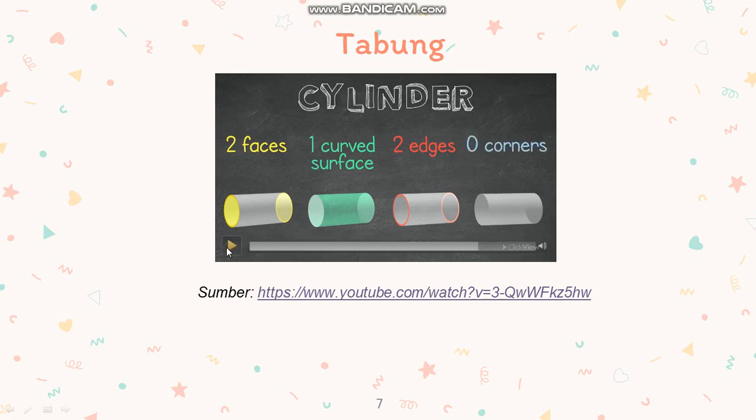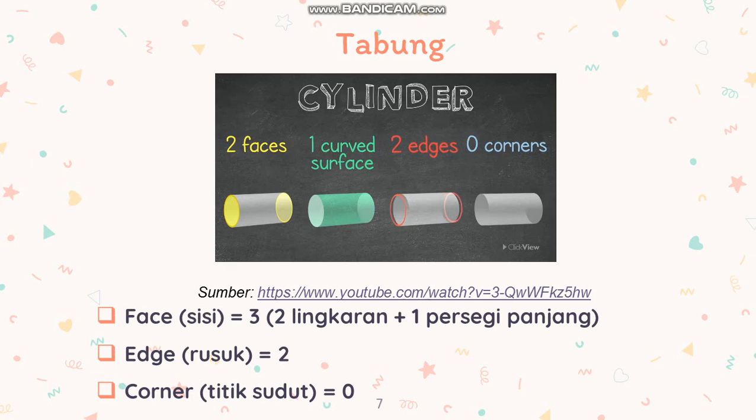Remember, a corner is where 2 or more edges meet. Ya, pada tabung memiliki 3 buah sisi, 2 sisi datar berbentuk lingkaran, dan sisi lengkungnya berbentuk persegi panjang, serta memiliki 2 buah rusuk dan tidak memiliki titik sudut karena rusuknya tidak saling bertemu. In a cylinder, there are no corners because its 2 edges do not meet.